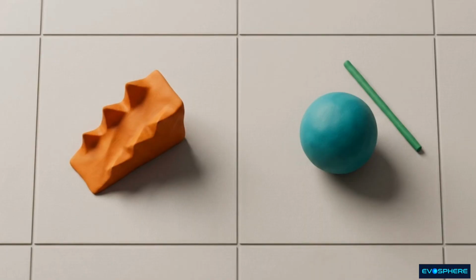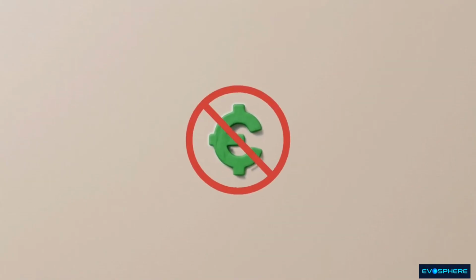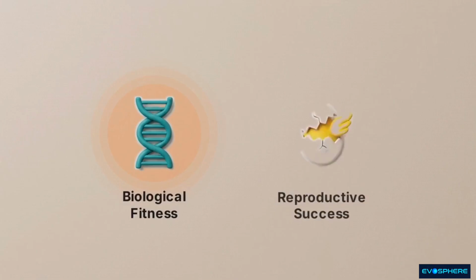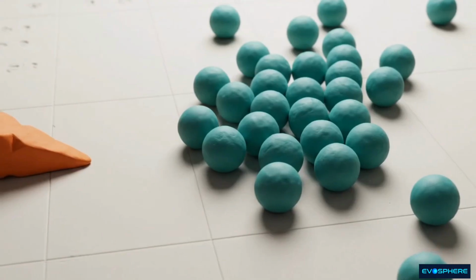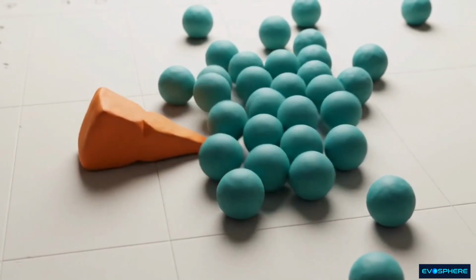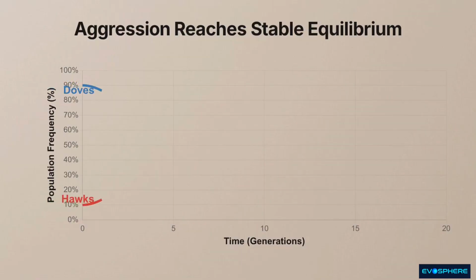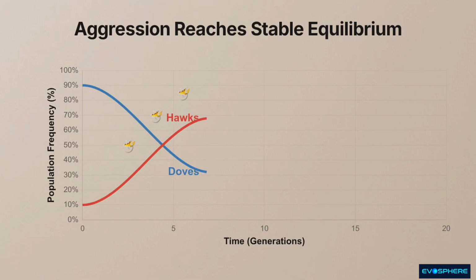Biologists explored this by looking at animal conflict through the hawk-dove game. In this model, the payoffs aren't measured in dollars, but in biological fitness and reproductive success. If a population consists entirely of peaceful doves who share resources, a single aggressive hawk mutant will invade. Because the hawk easily wins every encounter against a dove, it thrives, reproduces, and its aggressive traits spread rapidly across the group. The population will continue to shift until it hits an evolutionarily stable strategy.